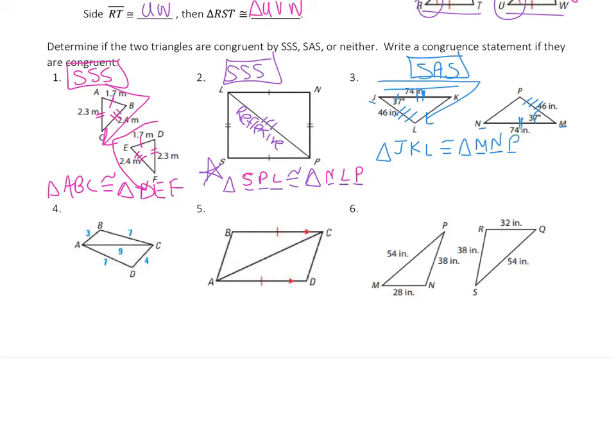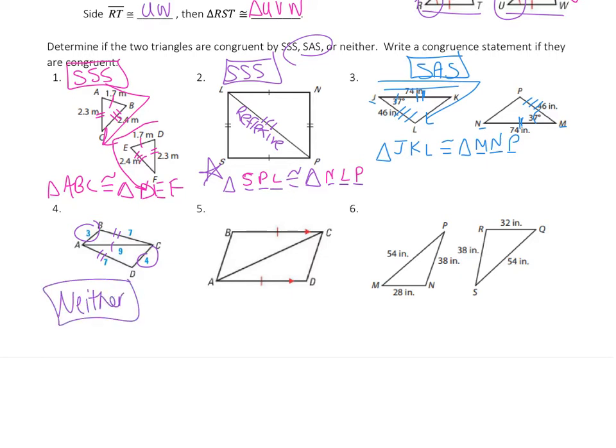On number 4, we know again that the side in the middle is shared, and we can see that the 9 is on there. We've got 2 7s. We have a 4 and a 3, but notice those are not congruent. So all we have is 2 sides that are congruent, but we need 3 sides that are congruent, or we need an angle that's also congruent, but we don't have that in this one, so this would definitely be a neither.